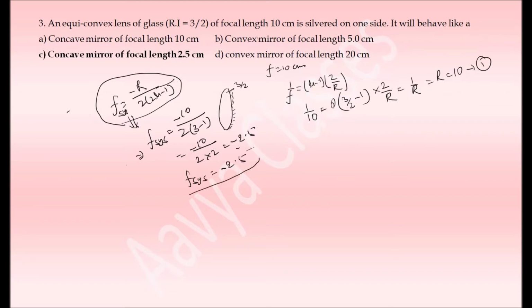As the focal length of the system comes with a negative sign, clearly it's a concave mirror, and the option will be the concave mirror of focal length 2.5 centimeter. So answer C is correct.